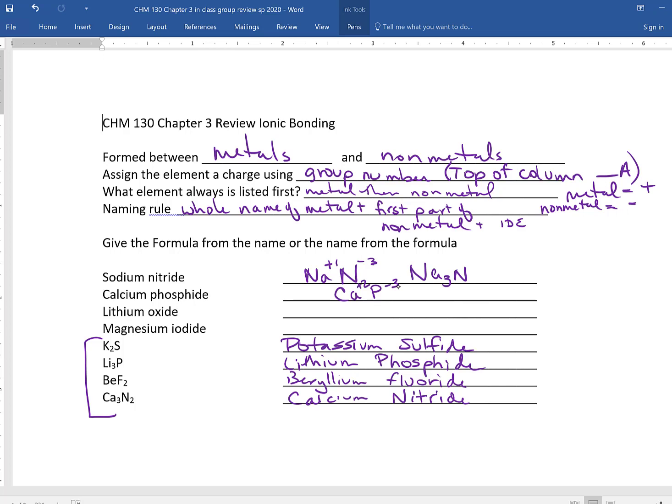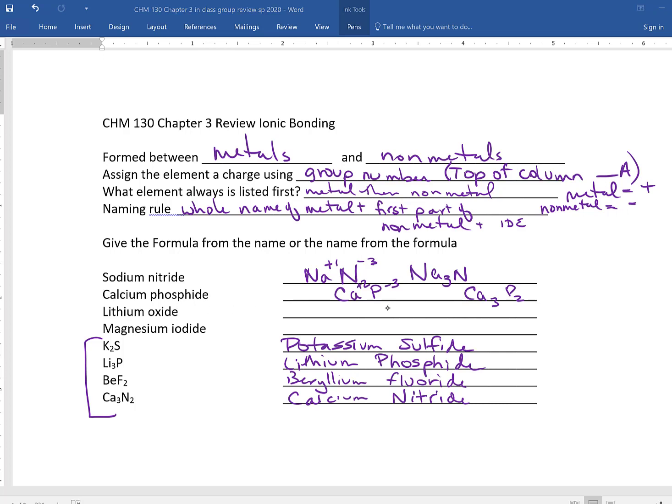So now to figure out the formula, do the swap. Calcium gets a 3, phosphorus gets a 2. Charge on the calcium tells you the number of phosphorus. Charge on the phosphorus tells you the number of calcium atoms. Do these two. See if you can do them. Just follow the exact same steps.